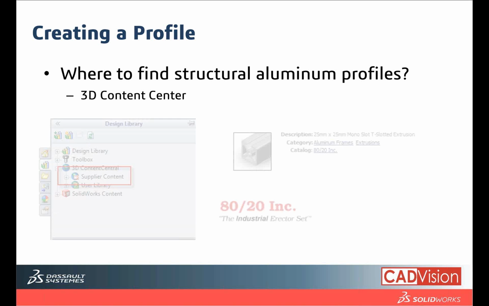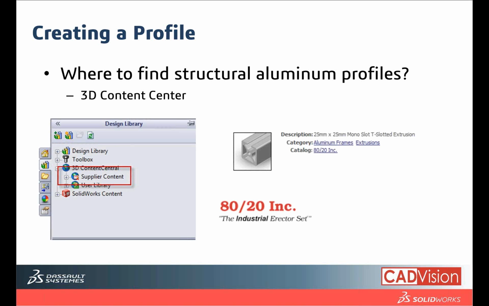But of course it comes as a part. It doesn't come as a profile, as a 2D sketch. So what we are going to do is some reverse engineering: from the part, we are going to get rid of the features and save only the profiles for our usage in weldment.